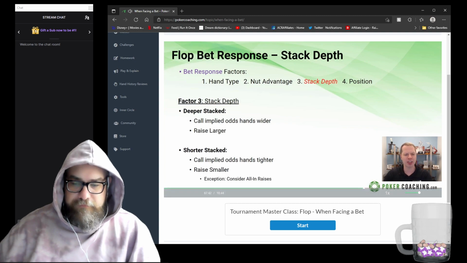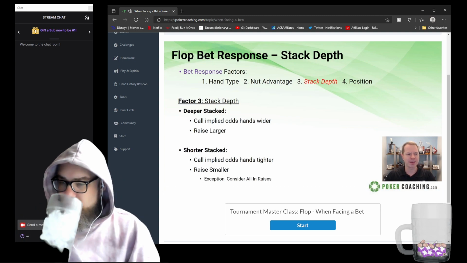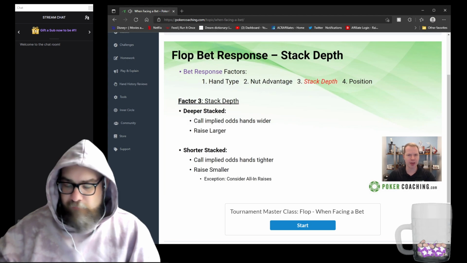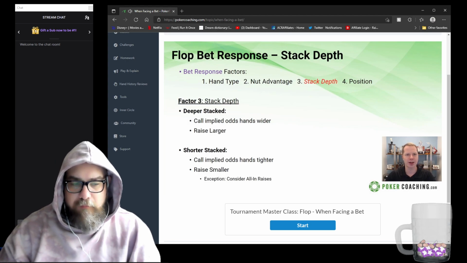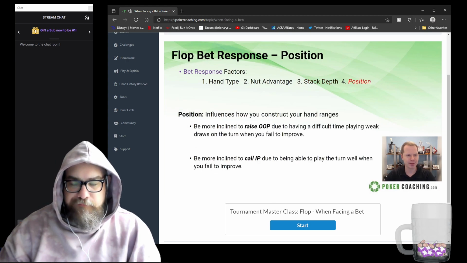Hand. And when you are shallower stacked, you're going to want to raise smaller. That said, there is an exception where you may use an all-in raise, but we'll discuss that more when we are discussing shallow stacked play.